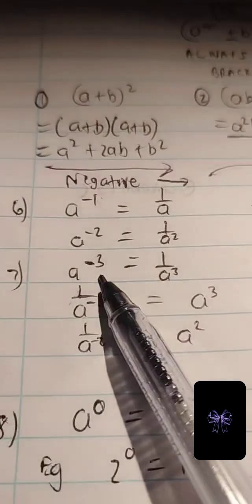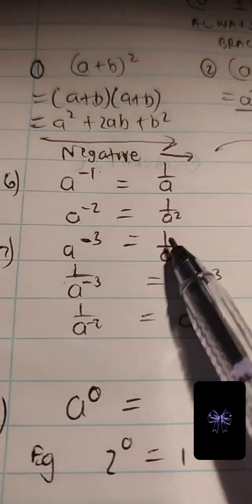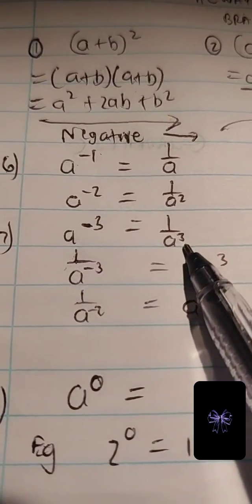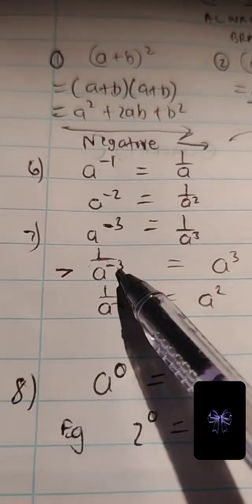Okay. A to the power negative 3. I'm sure you get the drill. Answer: 1 over a to the power positive 3. Next one: 1 over a to the power negative 3.